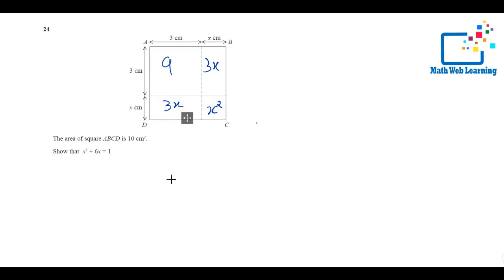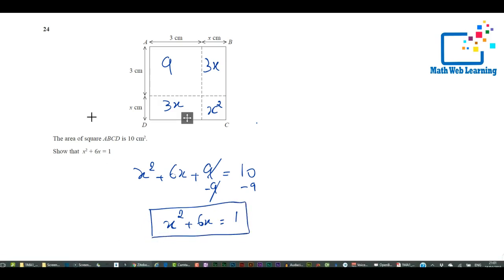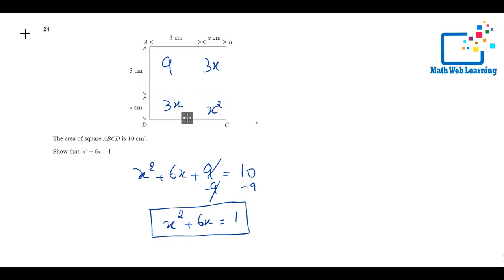Right, so let's add all the areas together, add them to the expressions. So that would give me x squared, plus you have two lots of 3x, that makes it 6x, plus 9. This should be equal to this area, 10, right? Leave the units out, don't need to write them. Now, in order for us to get to this expression, you can see we need to minus 10 from both sides, right? And then you have x squared plus 6x equal 1. And that is your expression. Next question is question 25.